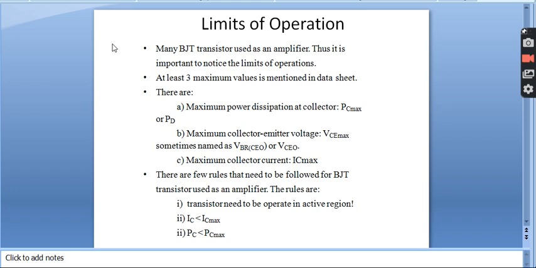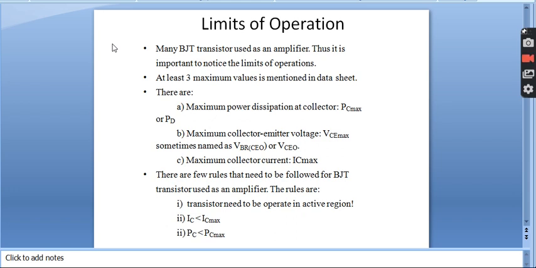So there are few rules that need to be followed for a BJT transistor used as an amplifier. The rules are: transistor needs to be operated in active region. If you want to make a transistor as an amplifier, it will be operated in active region. Next, collector current IC is less than IC maximum. Next, power dissipation is less than PC maximum.